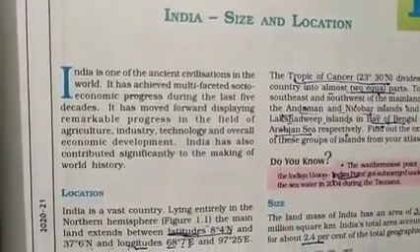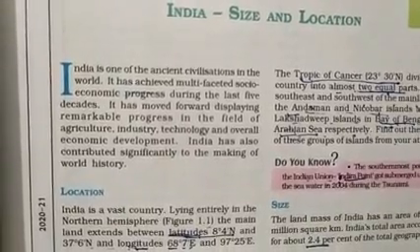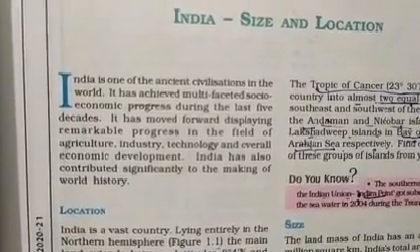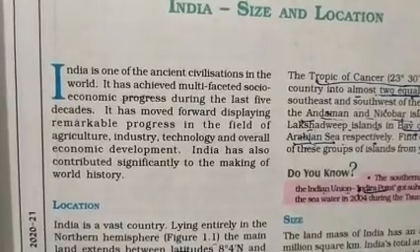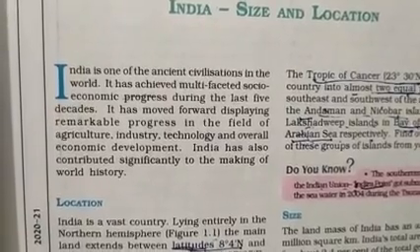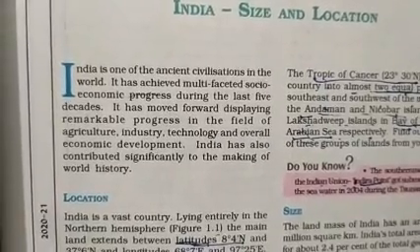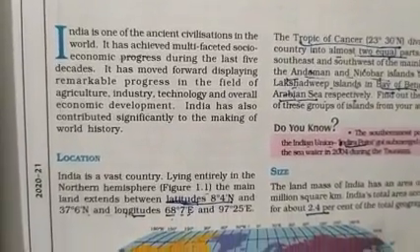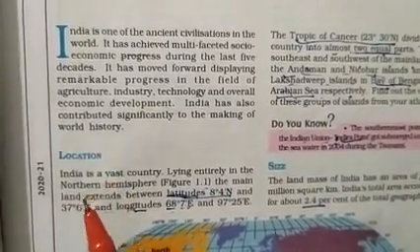As we all know, India is one of the ancient civilizations in the world. It has achieved multi-phased socio-economic progress during the last 5 decades. It has moved towards displaying remarkable progress in the field of agriculture, industry, technology and overall development. India has also contributed significantly to the making of world history. Now we are going to read about the location of India.